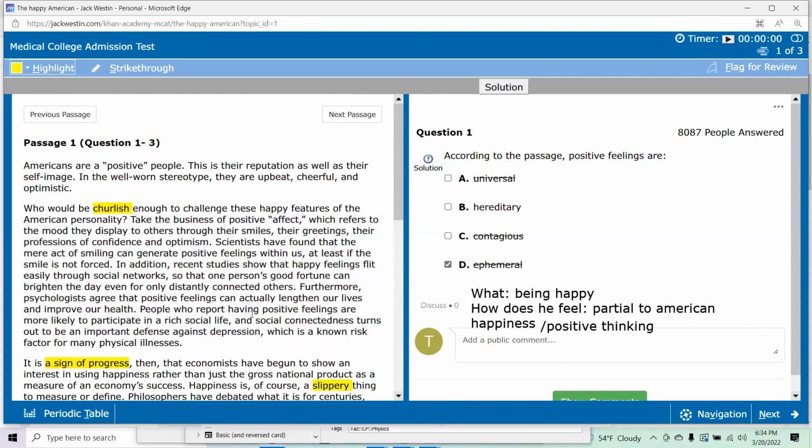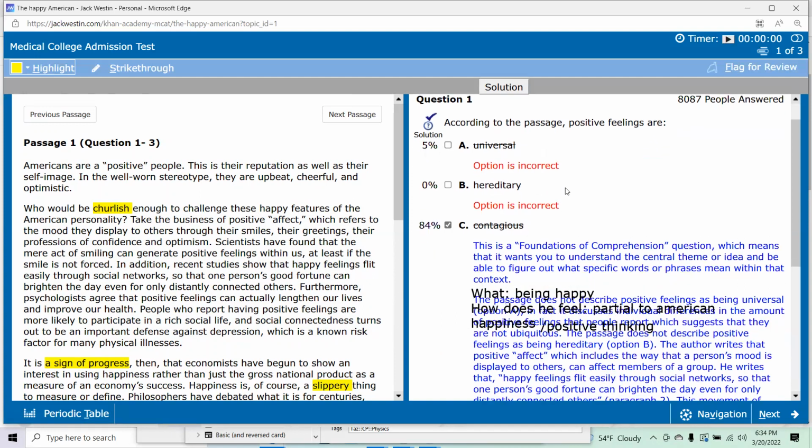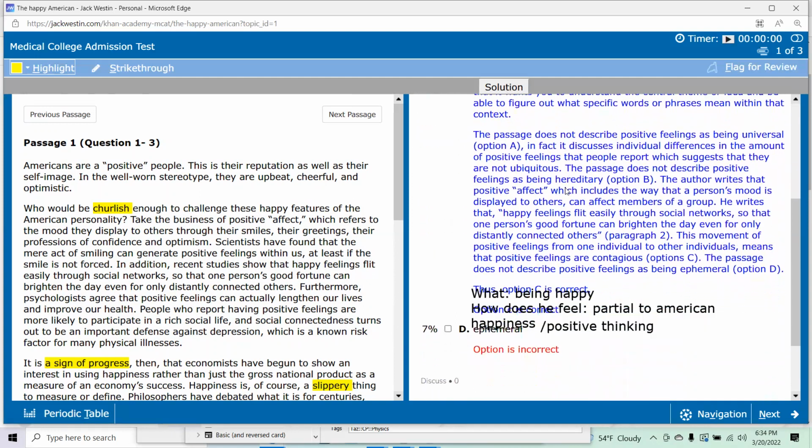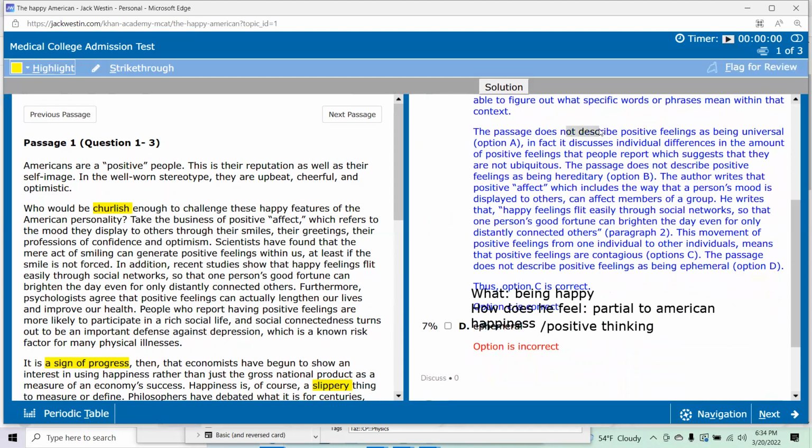Does anything here link to the choices? Now that I see it again, the social network sounds contagious. Exactly, sounds contagious. So we had seen the passage does not describe positive feelings as being universal, which is correct.